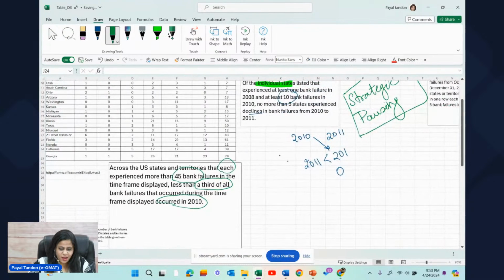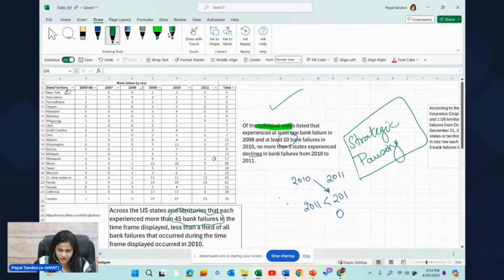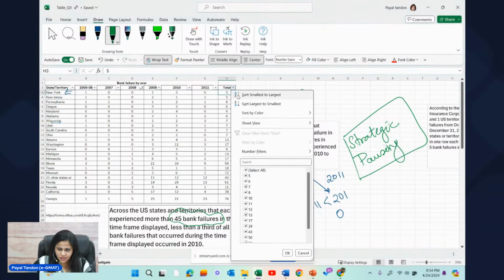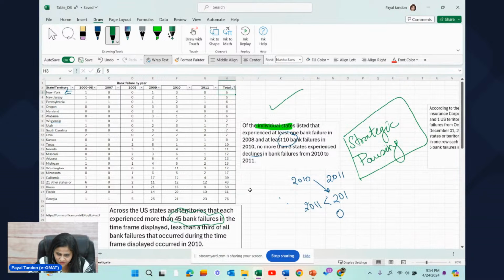Okay, and which is where you have to read it again by strategically pausing. Now one thing over here is, as you read this, you should be able to see that we are talking about total bank failure. So total of more than 45 bank failures. So let's come and sort this over here. More than 45 bank failures means it's these three over here.